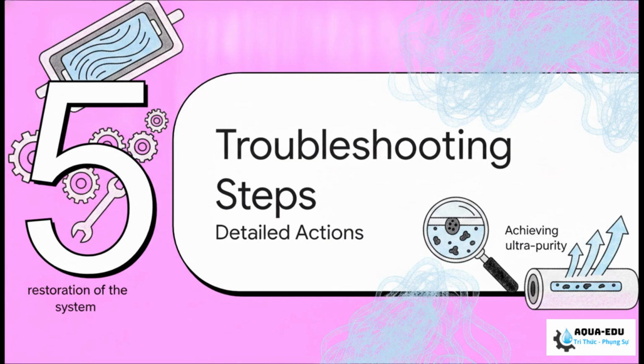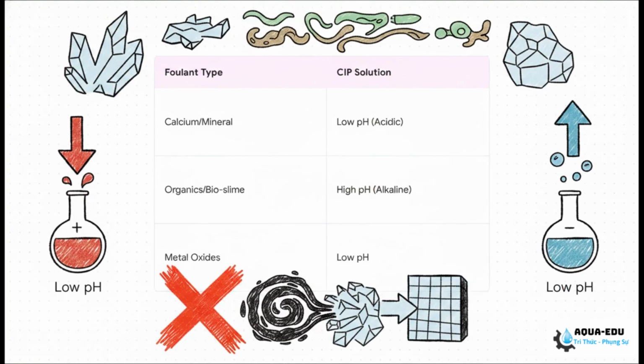Part 5. Executing treatment steps. Time to deliver some justice. If the issue is fouling, we initiate a CIP, or clean in place. Now, this matrix right here is your lifeline. Dealing with calcium or metal scale, you use an acidic, low pH wash. Targeting organics or bioslime, you go alkaline with a high pH.